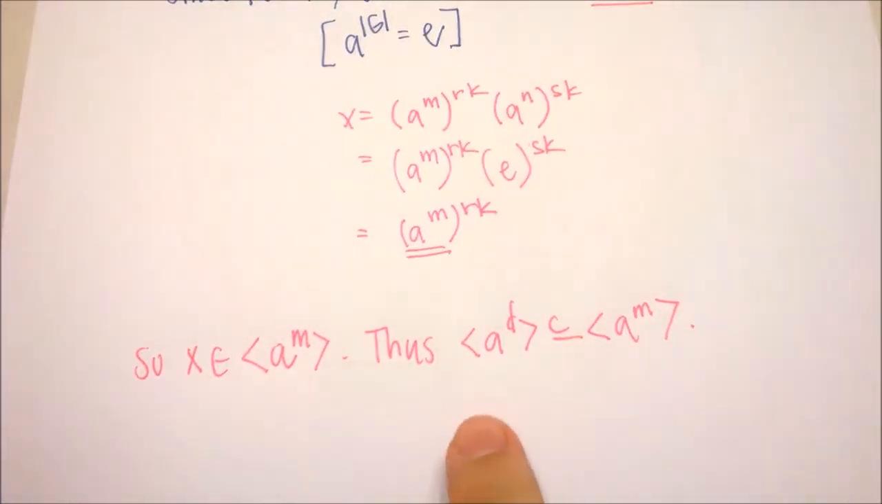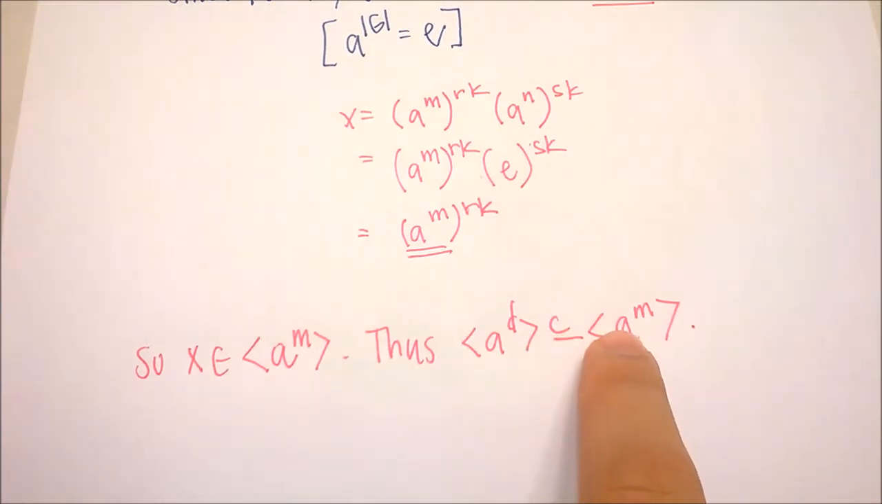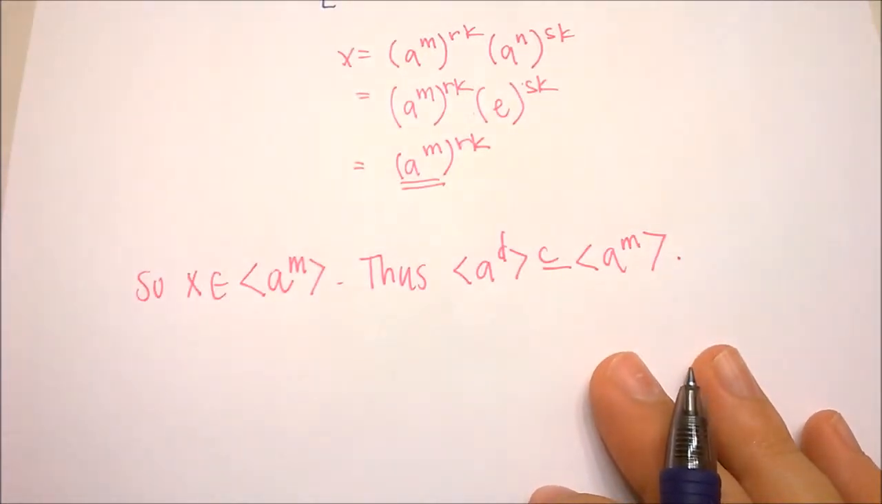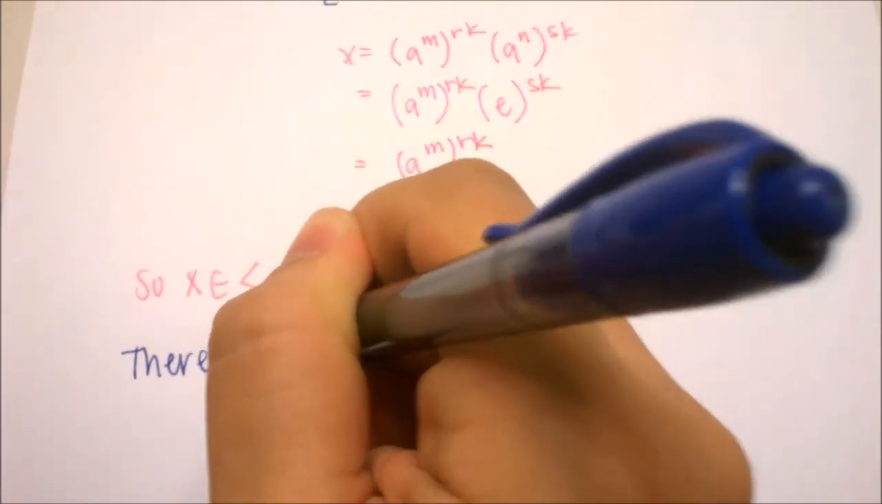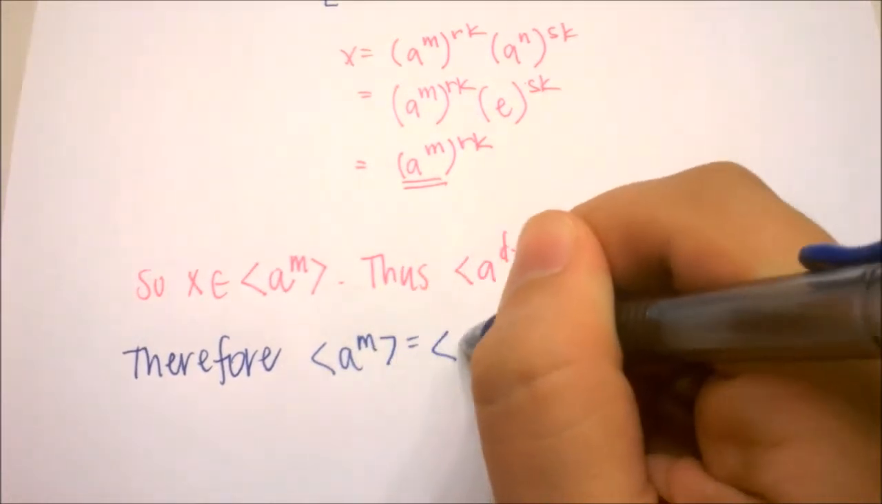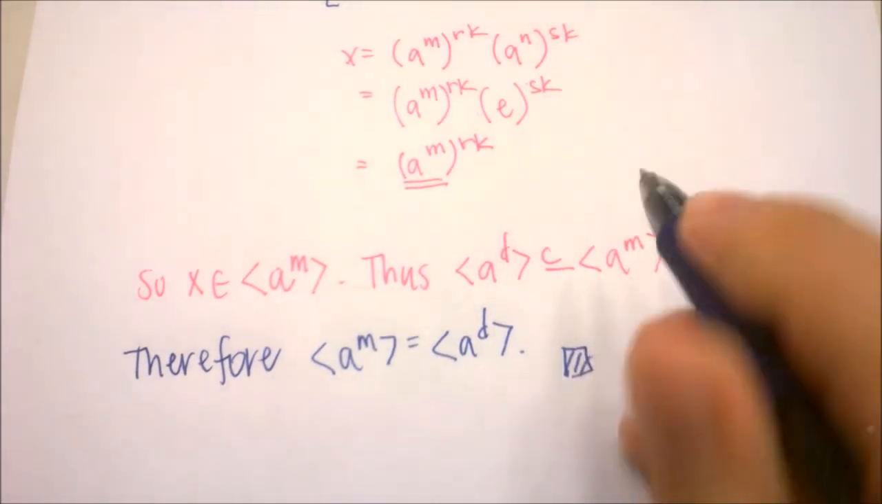So we proved that the group generated by a to the d is a subset of the group generated by a to the m, and we also proved the converse of that. Since we proved that each were a subset of the other, we have proved equality. So therefore, a to the m is equal to a to the d. And that concludes that proof.